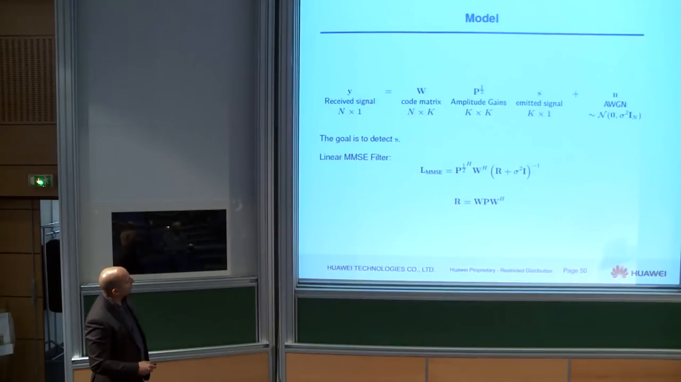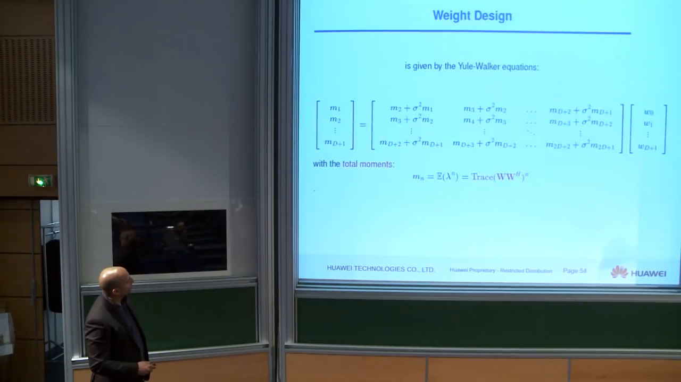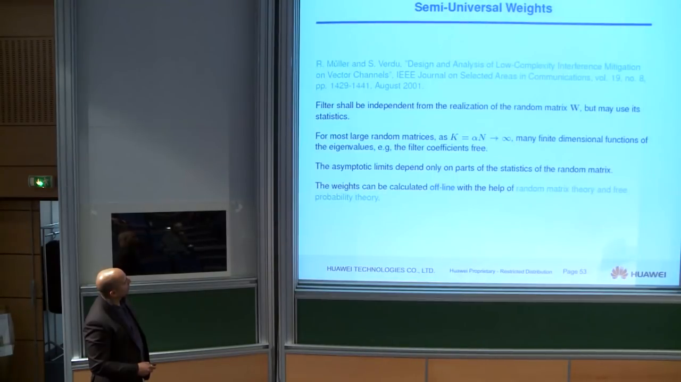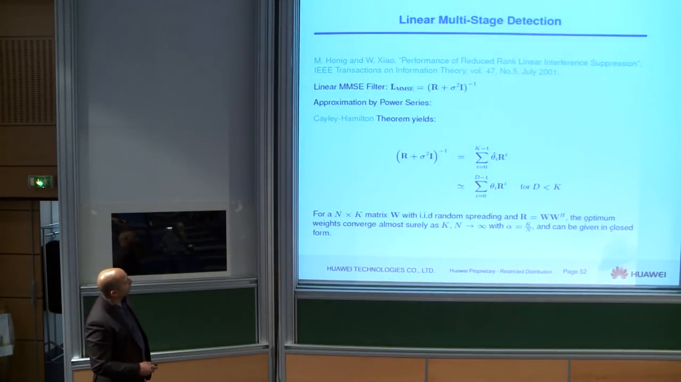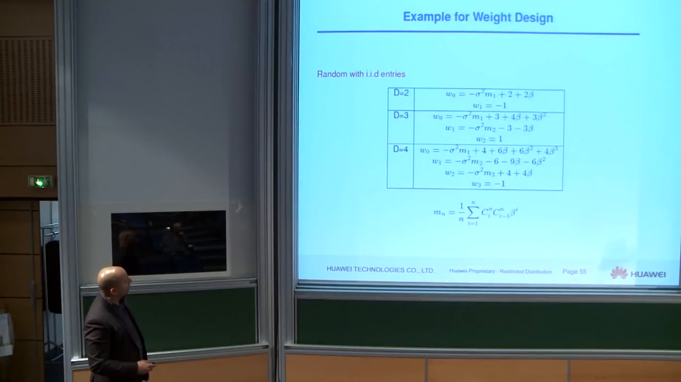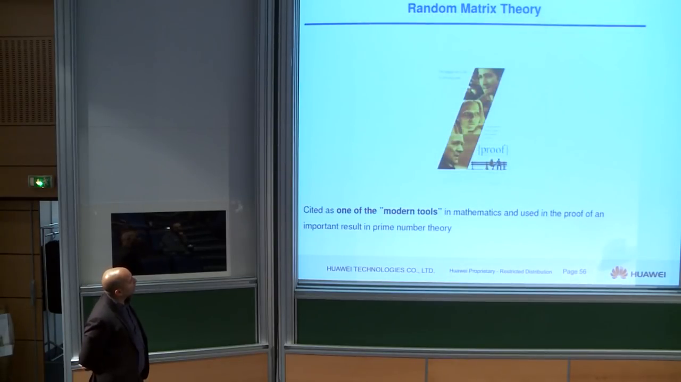Okay, I think I took much more time than expected. I'll jump on this because, by the way, for people who are interested, there are a lot of interesting things that you can do. You can also do some implementation of random matrices with what we call a multi-stage pre-coder detector. I'll jump on this. I'll finish with that.